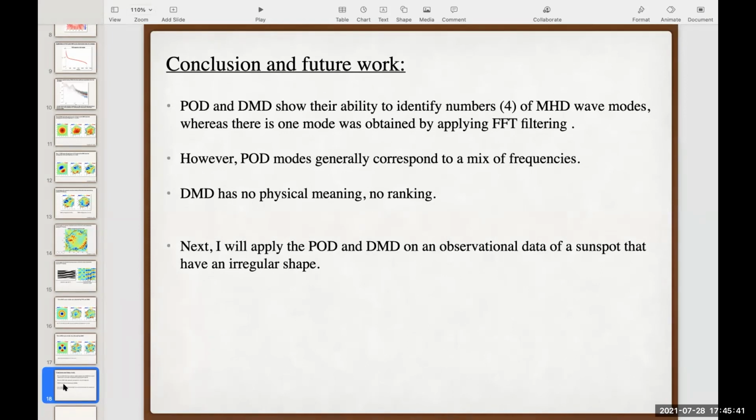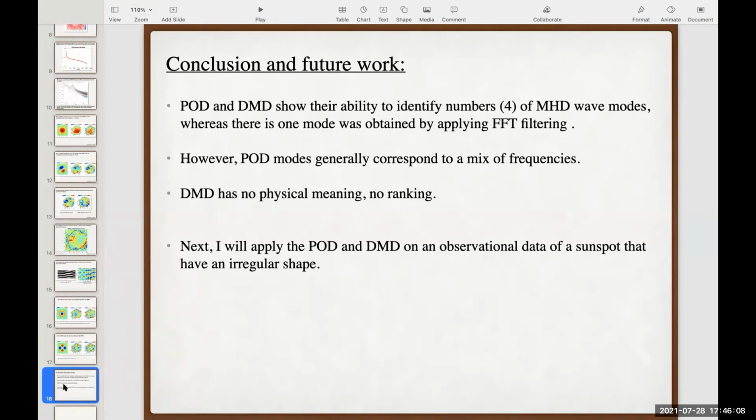Also, a disadvantage of the DMD is that it has no physical meaning, so it does not rank the modes anyway. But we use the POD as a guideline to take the easiest way to pick the realistic DMD mode.